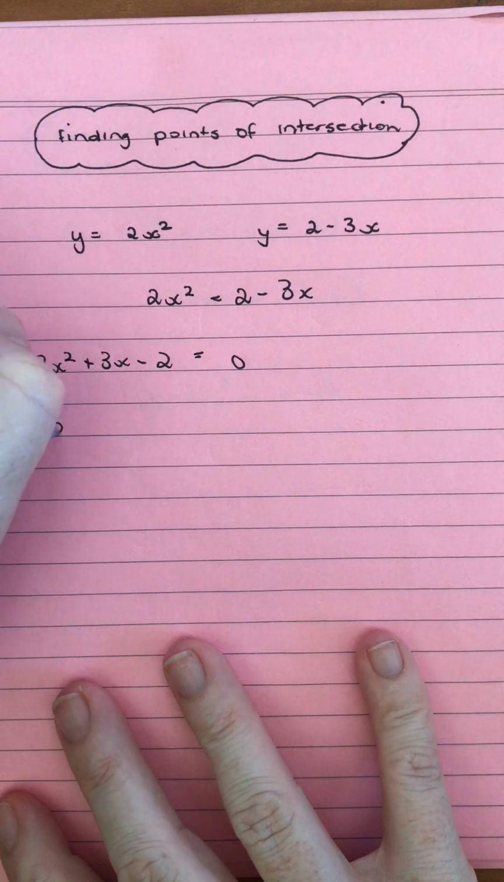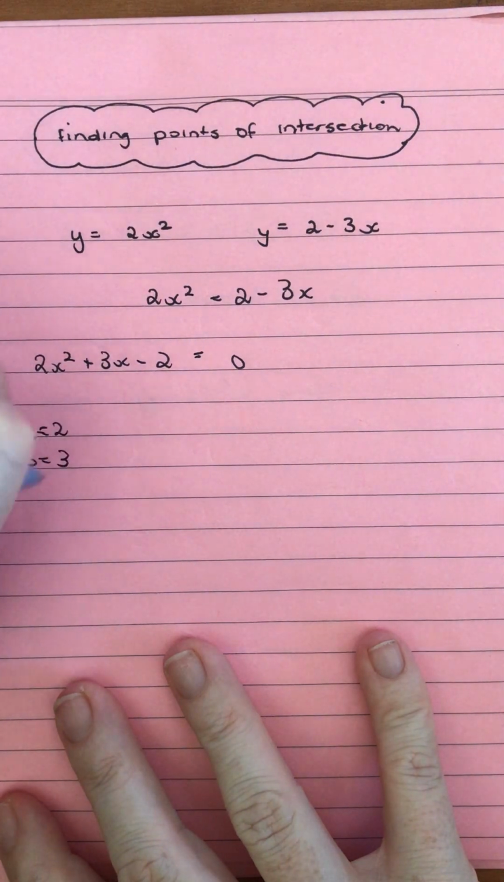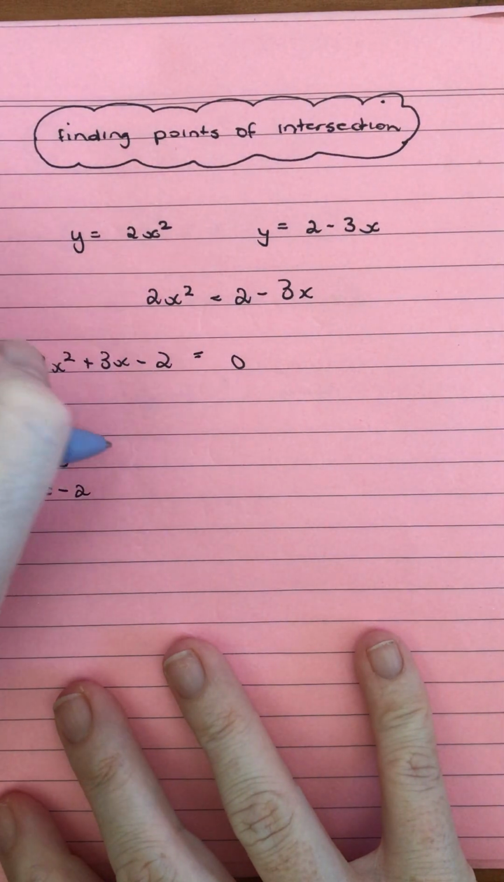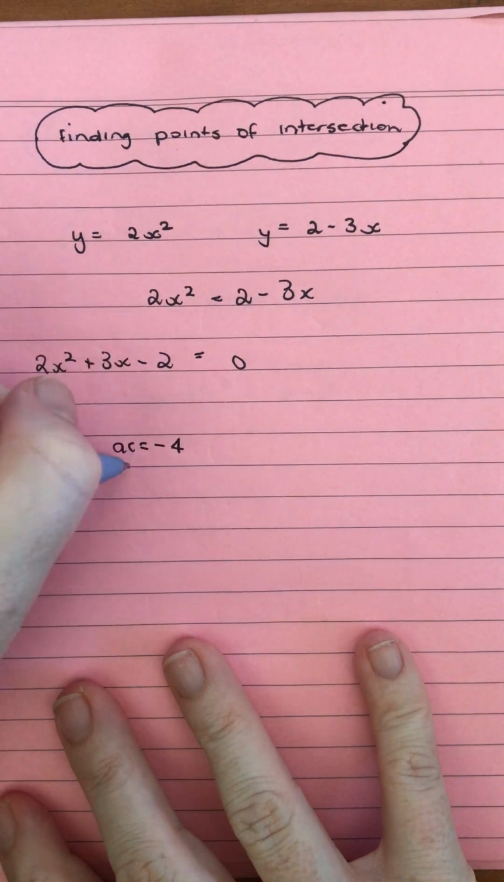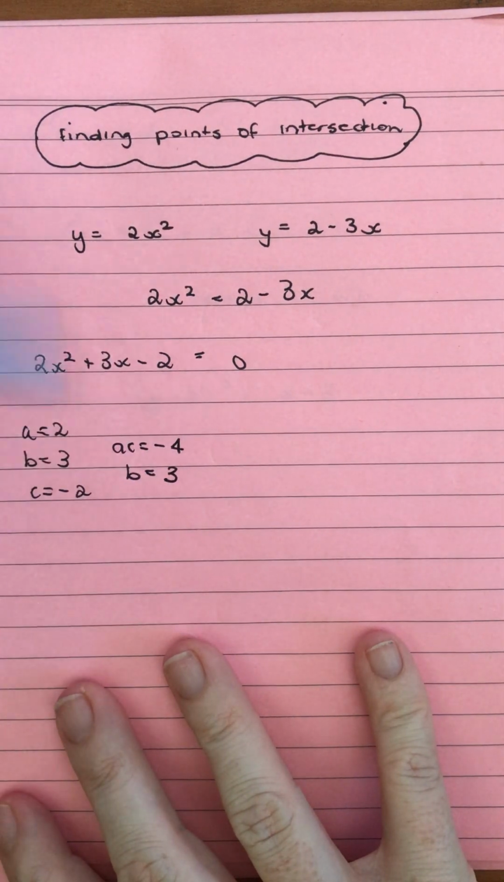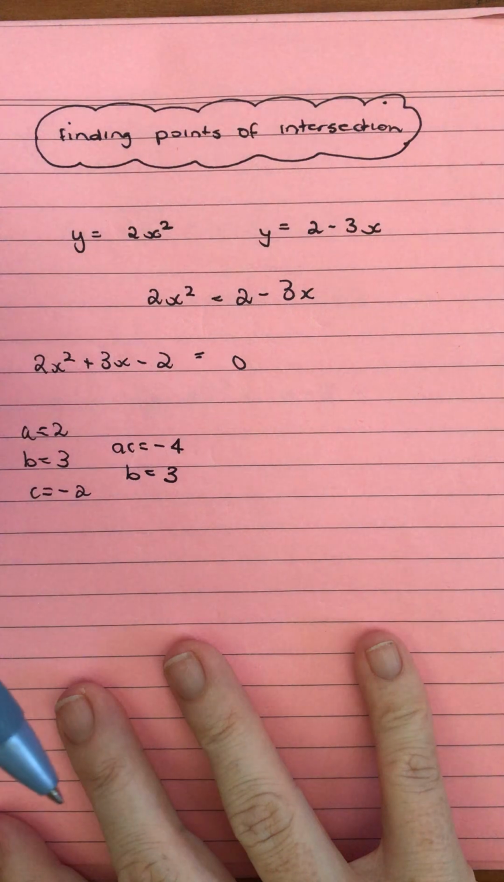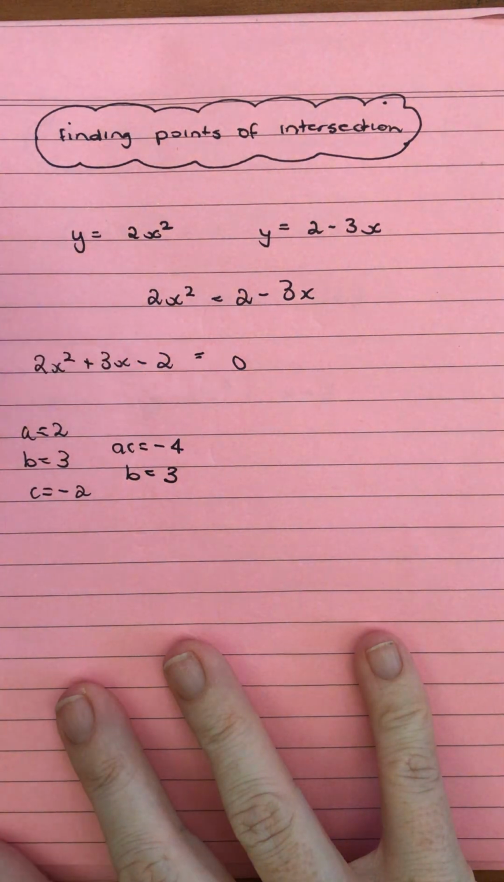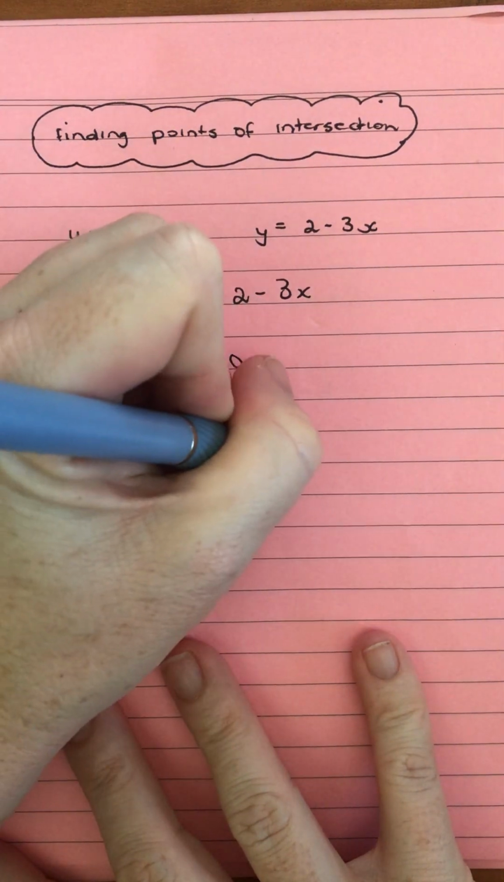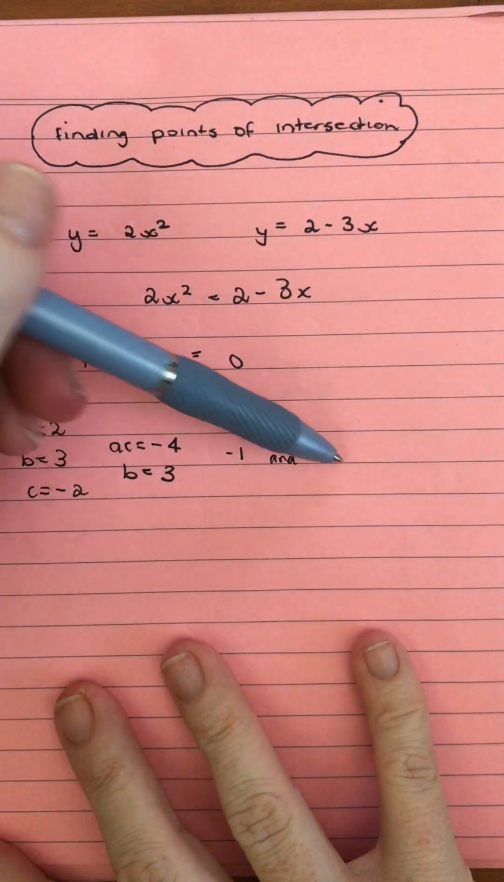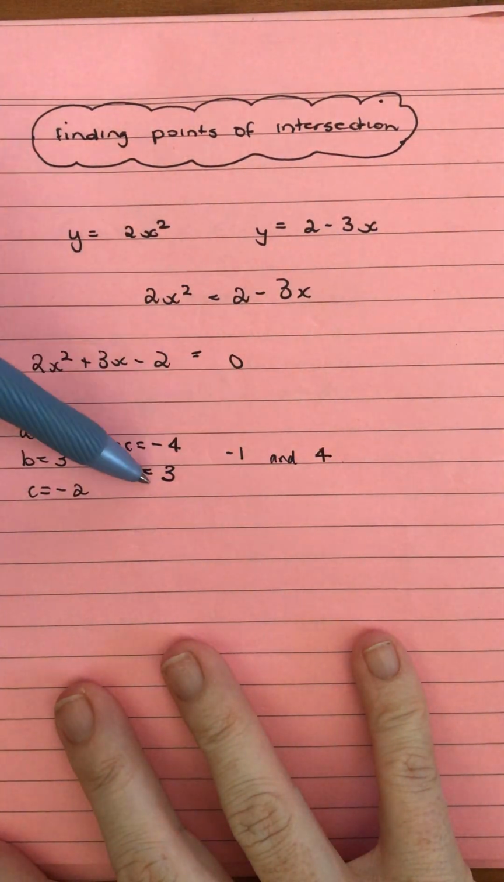So our a is equal to 2, our b is equal to 3, our c is equal to negative 2. So our ac is equal to negative 4, and our b is equal to 3. To get a negative number when we multiply, we want one positive and one negative. So we can go negative 1 and positive 4. When we multiply them, we'll get negative 4. When we add them, we'll get 3.